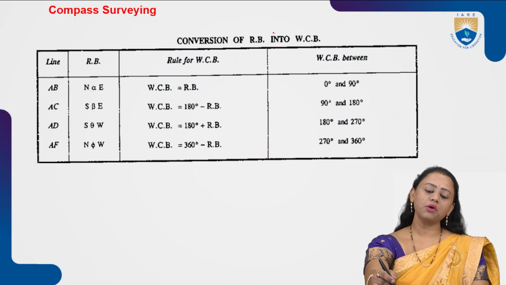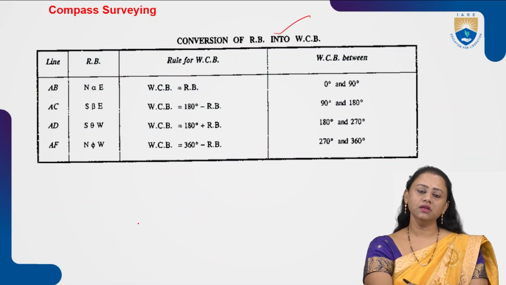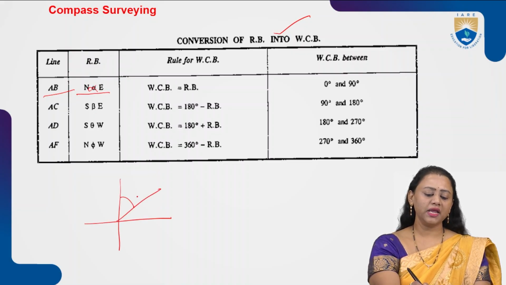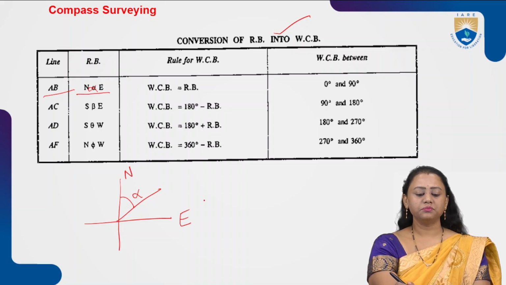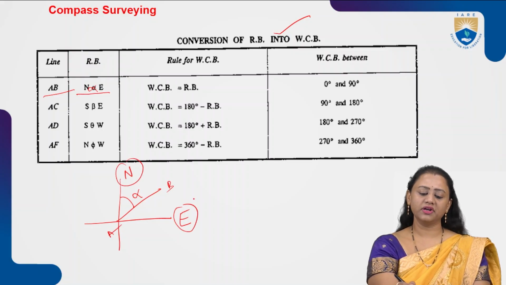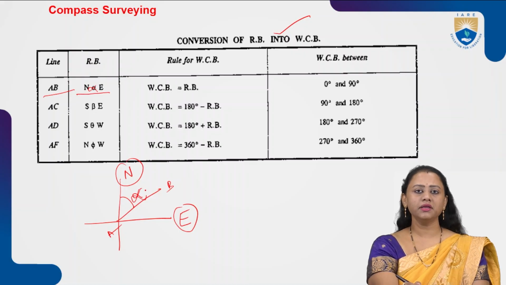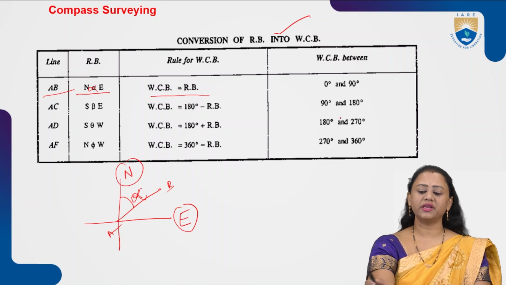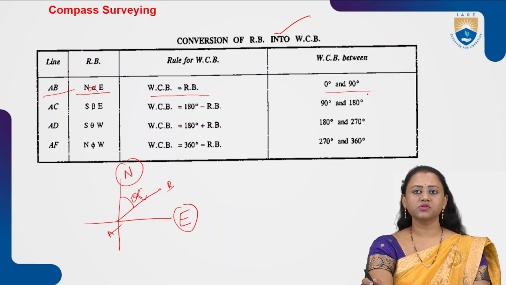This is the conversion from reduced bearing to whole circle bearing. For the line AB, the reduced bearing is measured from north, and alpha is the angle the line makes with the north, and this is east. That means line AB lies in the northeast quadrant, and the bearing is alpha. For such a line, the whole circle bearing is equal to the reduced bearing, and it lies between 0 to 90 degrees.